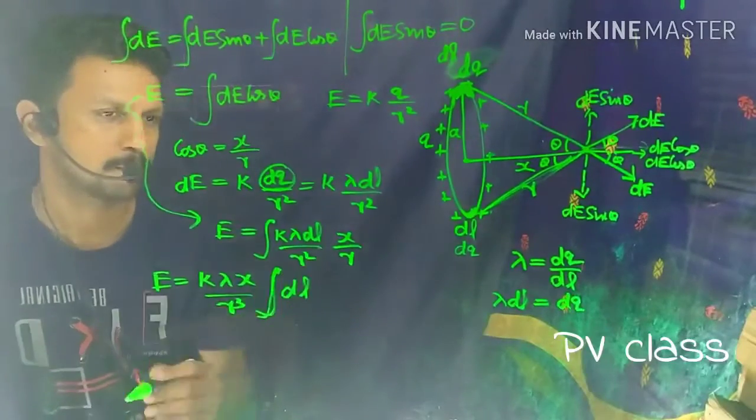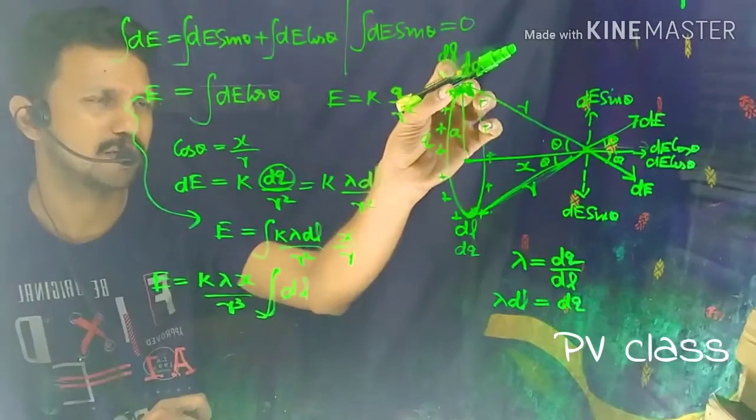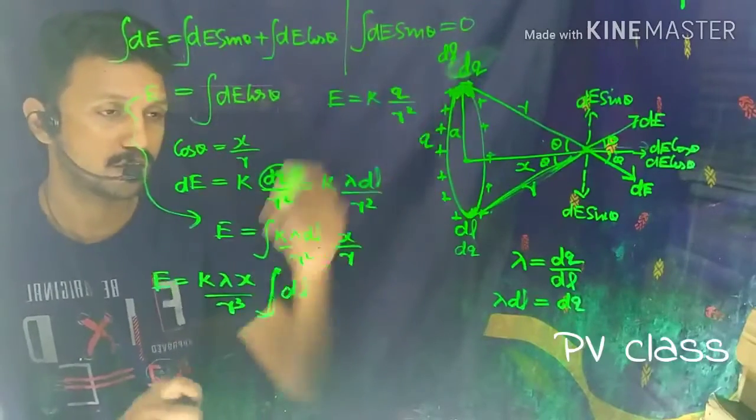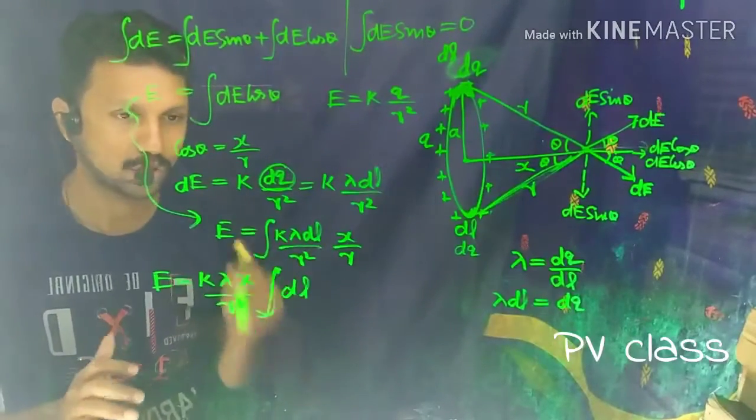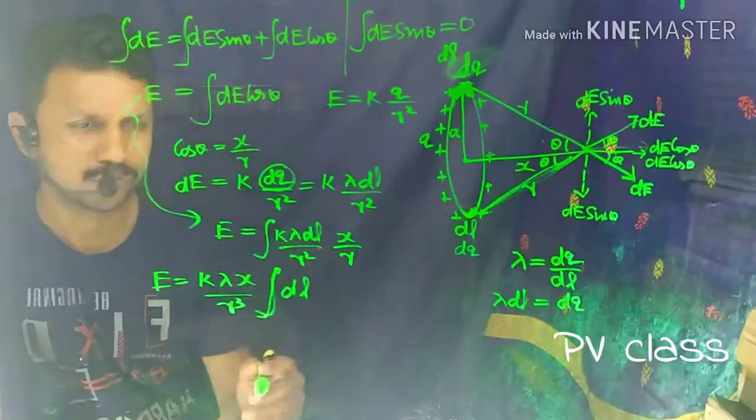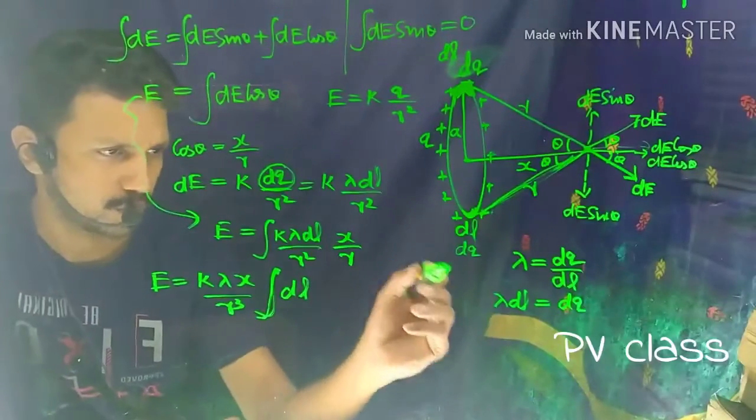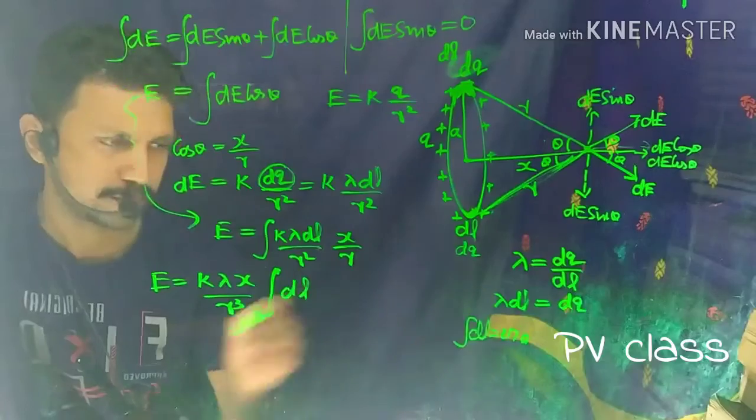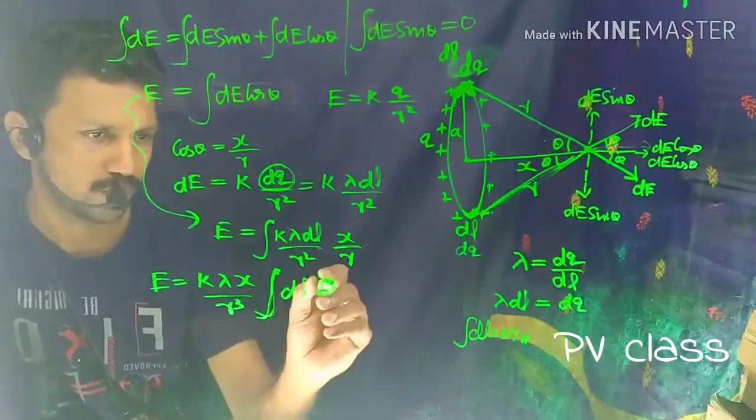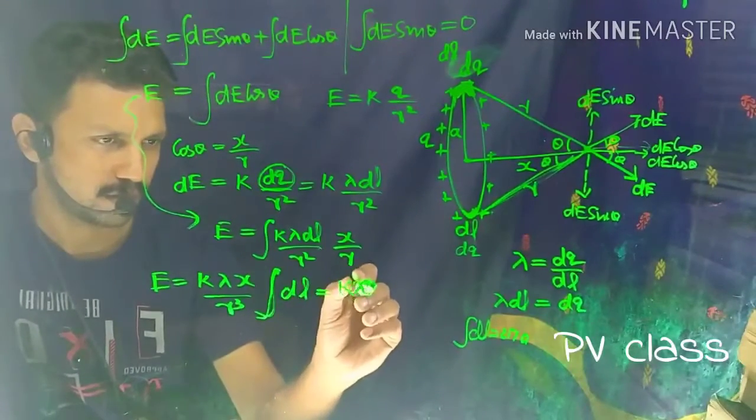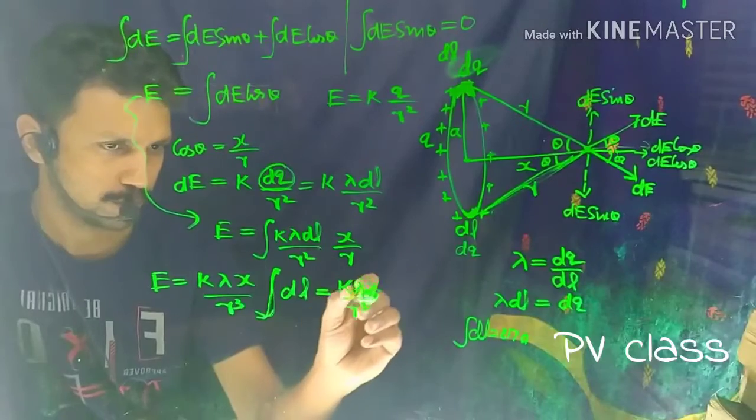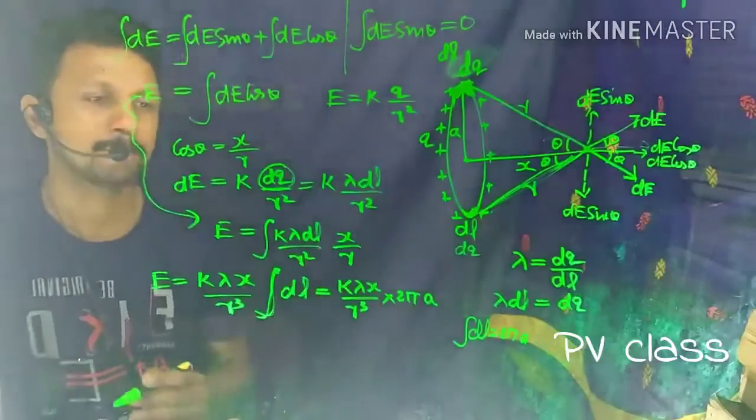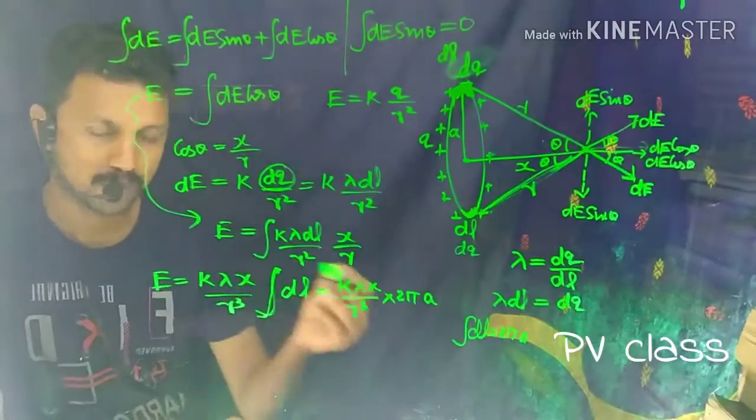What's integral of dl? dl is the small length element of this circular loop. The radius of circular loop is a. Therefore, integral of dl will be total length of that circular loop. The total length of the circular loop will be 2 pi a. Therefore, I'm writing it over here. Integral of dl is 2 pi a. Clear? Therefore, we could write k lambda x divided by r cube into 2 pi a. That's our one expression for electric field intensity.